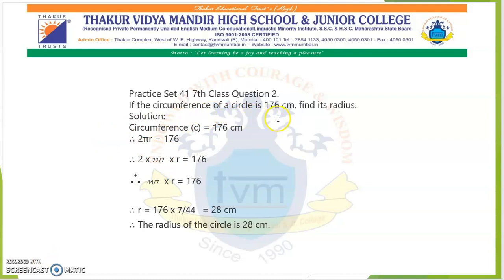If the circumference of a circle is 176 centimeter, find its radius. Solution. Circumference is 176 centimeter. We know that circumference is equal to 2 pi r. Substitute it. 2 pi r equal to 176. Value of pi is 22 by 7, into radius r equal to 176. 22 twos are 44 upon 7 into r equal to 176. Cross multiply. 176 into 7 by 44. We get radius 28 centimeter.